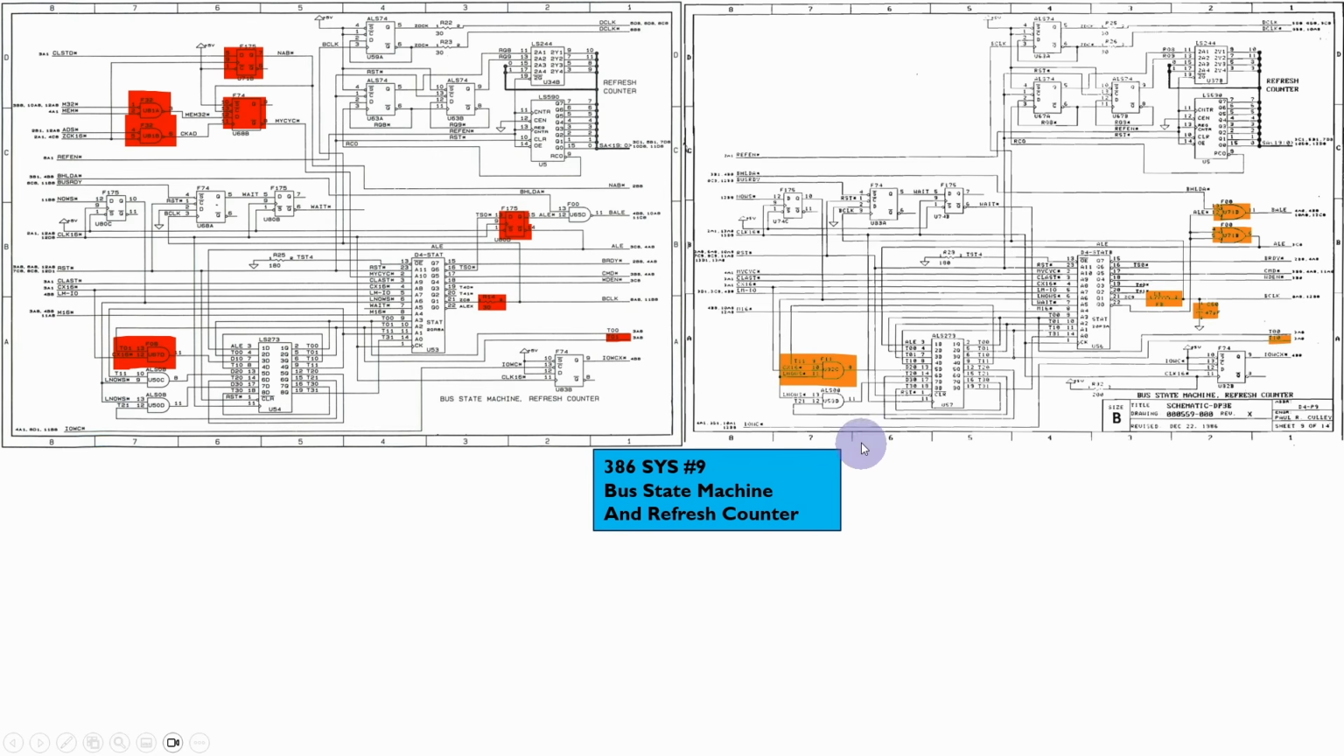Now, the bus state machine is the thing that really replaces the bus controller on the earlier generation PCs. And on the DeskPro, it's really complicated. The rules around here are making my head hurt. And this is going to take a while to really get to the bottom of exactly how it all works. But you'll see that there are some interesting differences here.